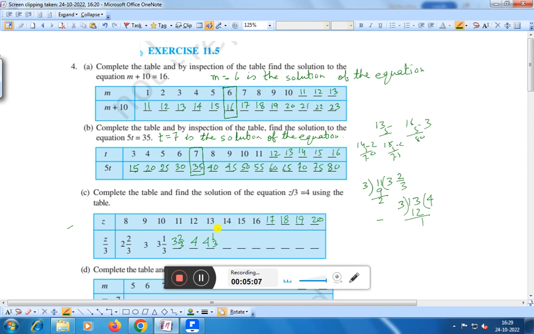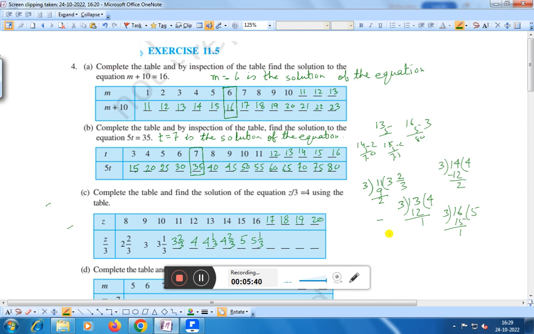Next one is 14 by 3. 3 fours are 12, 13, 14, so 2 remaining. 4 whole 2 by 3. Then 15 by 3, that is 5. Next one is 16 by 3. 3 fives are 15, 16 is 1 more. 5 whole 1 by 3.